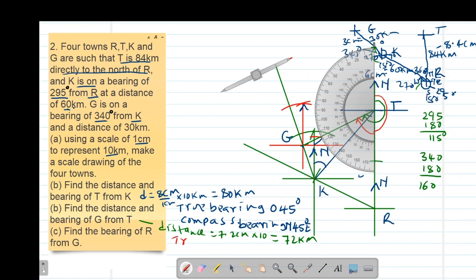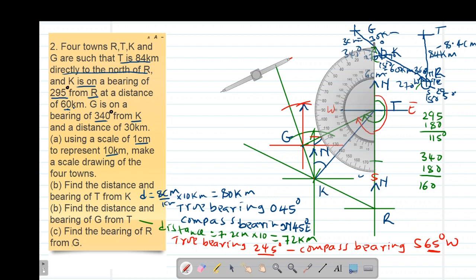Therefore, the true bearing will be 245 degrees, whereas the compass bearing will be, we only focus on the 65 because this is the south, this is the north, this is east, this is west. So it will be south because it is lying between the southern and the western direction. So it will be south 65 degrees west. Remember, 65 is an acute angle. That's why you cannot record 245. 245 is more than 90, so it's not acute.